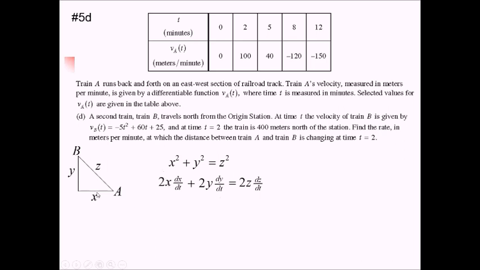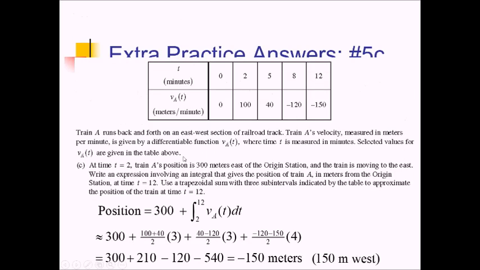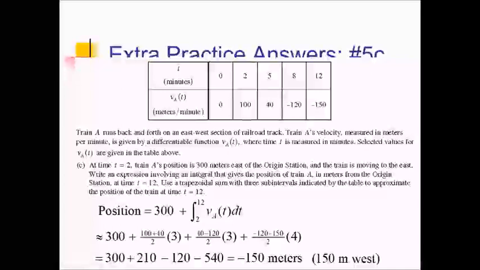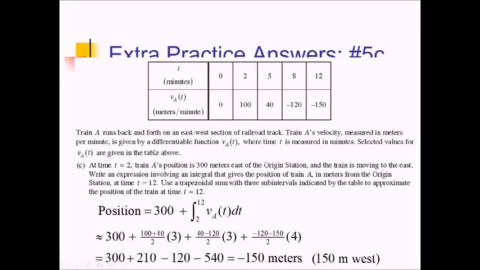X, that's just the distance between origin station and train A at time 2. This is all happening, by the way, at time 2. So at time 2 here, it looks like, let's see here. Yes, here it is. I just flipped back to part C here. In part C, they actually told us that at time 2, train A's position was 300 meters east of origin station. All right, so that gives us what we need for that.